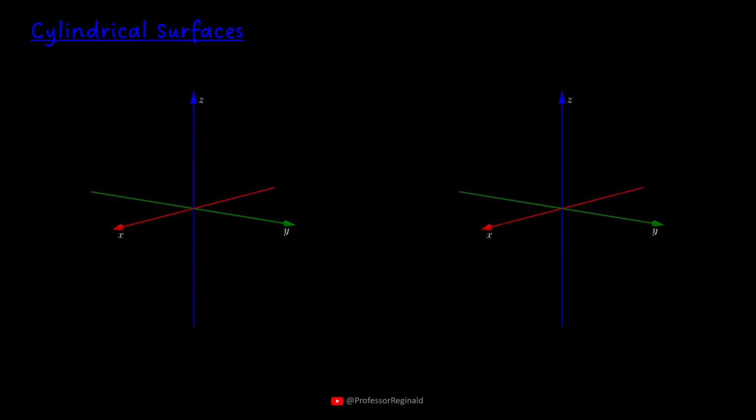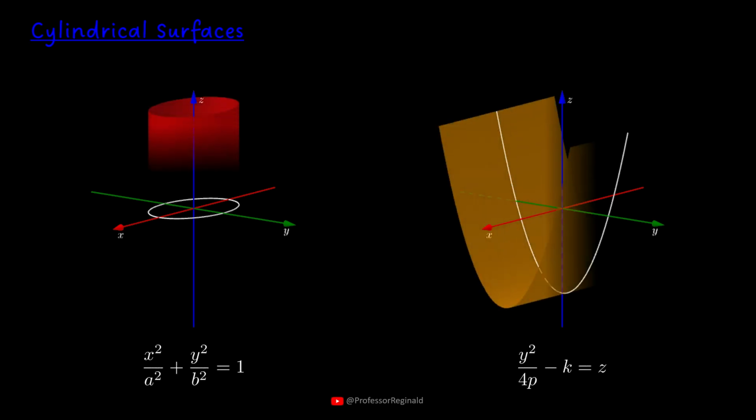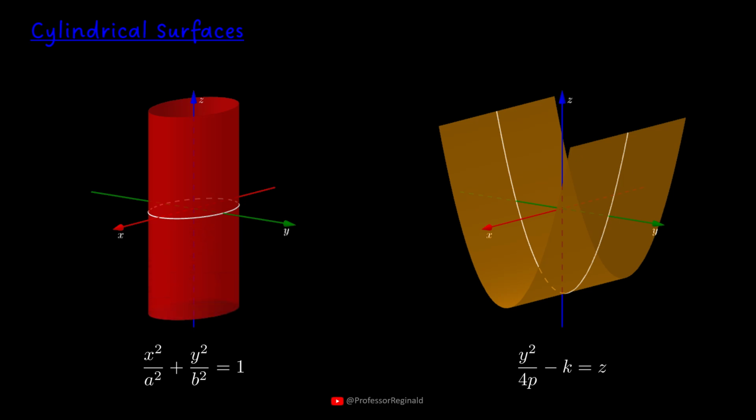Cylindrical surfaces. These are graphs of equations containing only two of the variables x, y, and z. A cylindrical surface is characterized by the plane curve lying on the corresponding coordinate plane of the two variables, and the rulings which are lines parallel to the axis of the remaining variable.